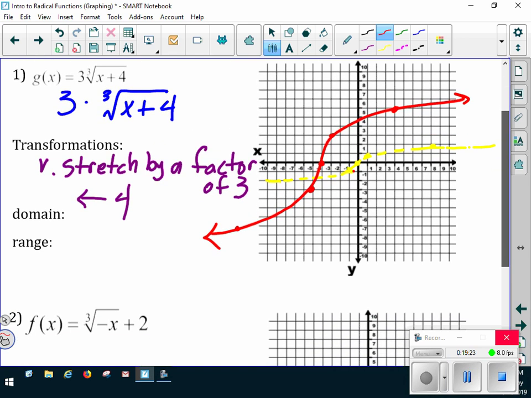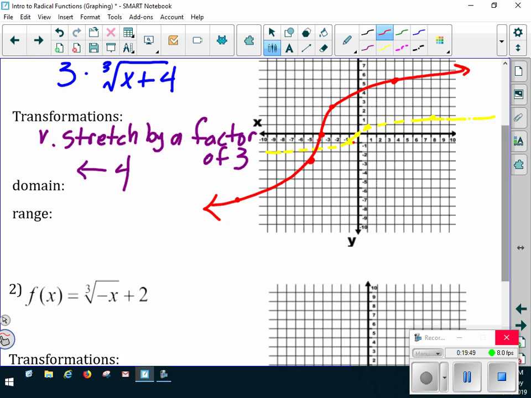Let's talk domain and range. Negative infinity to positive infinity for what? For the domain? What about the range? Same. Ladies and gentlemen, don't you ever get domain and range wrong on a cube root, because they're negative infinity to infinity, both of them all the time. Let's try that again. Negative infinity to infinity.